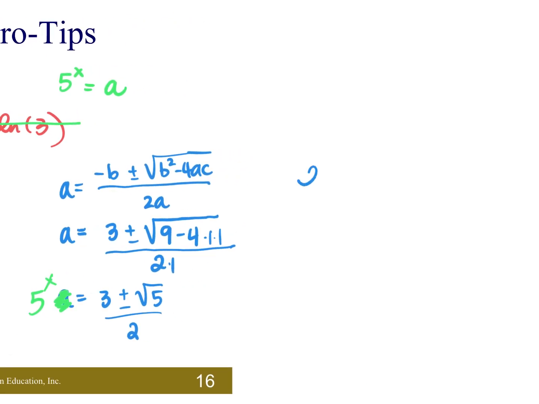So I will have the logarithm of 5 to the x and the logarithm of 3 plus or minus the square root of 5 over 2, all in parentheses. Only one logarithm on each side, not separate logarithms for every number. One logarithm on each side. And the x can go where? To the front. And how do I get x by itself?